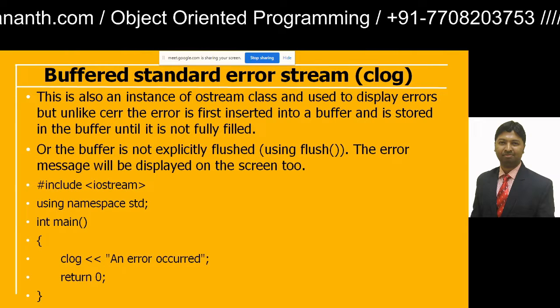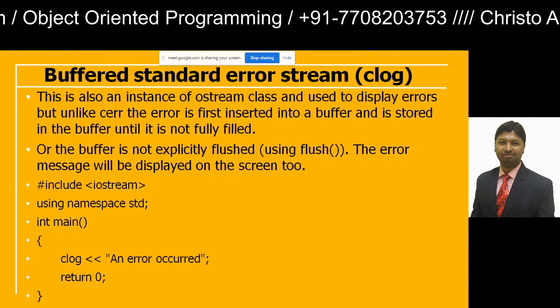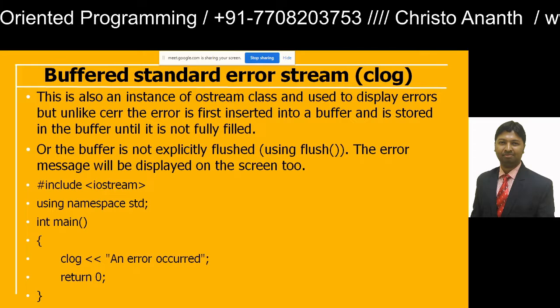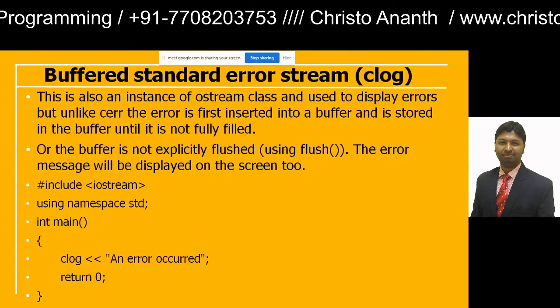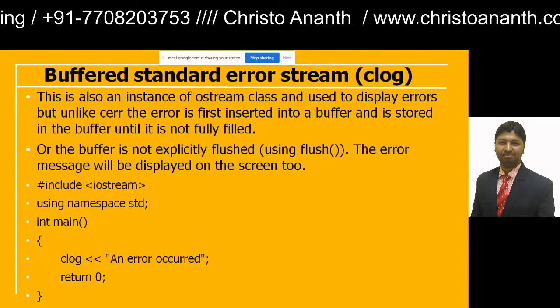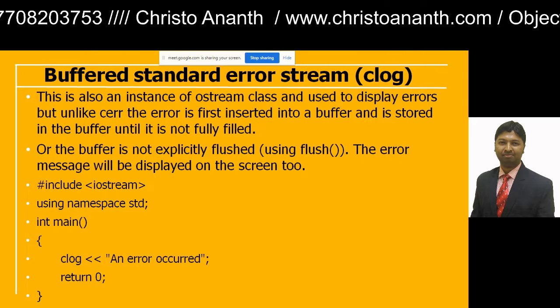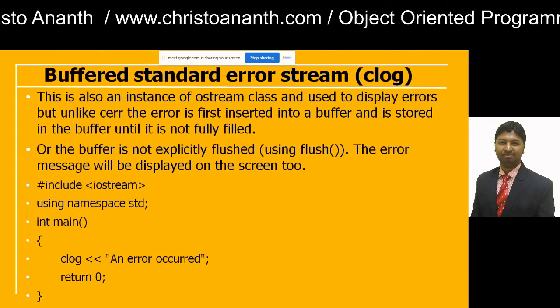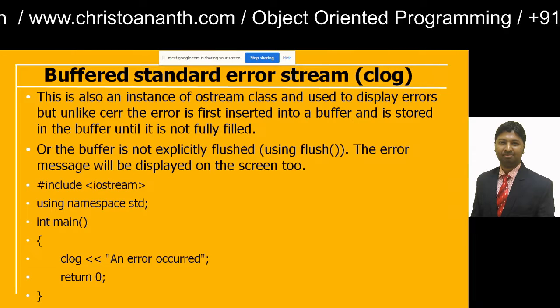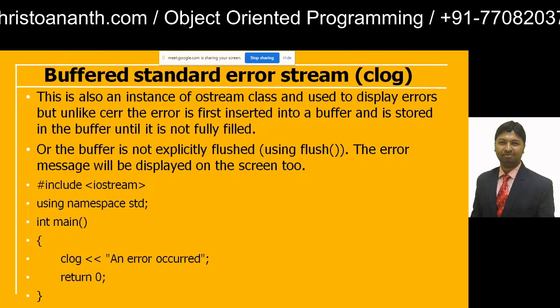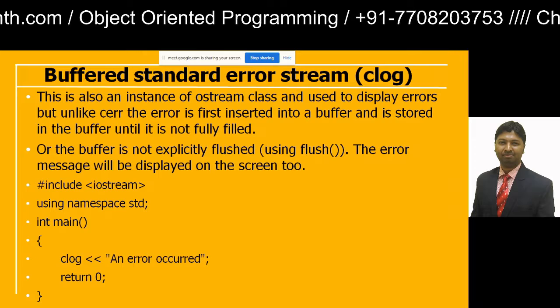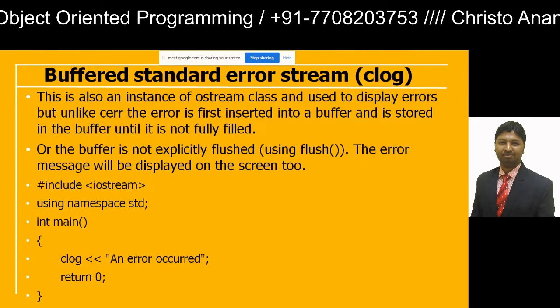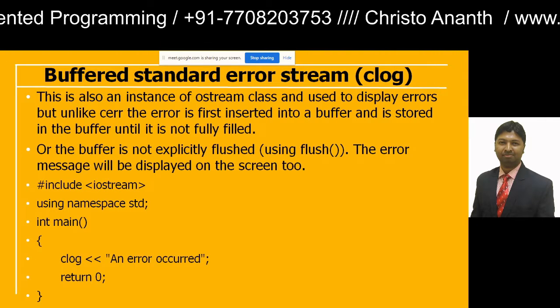And then we have clog, the buffered standard error stream. So it's also an instance of the output stream class, and it is going to display errors. But when compared to cerr, here the error is first inserted into the buffer and stored there until it is fully filled. Okay, so that's the reason this error message will be displayed on the screen also.